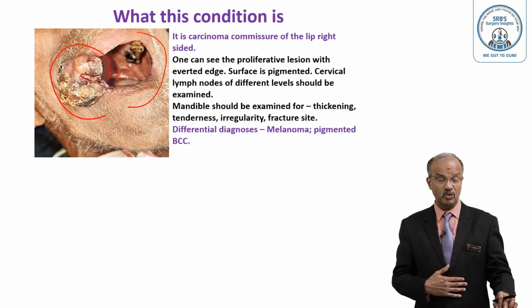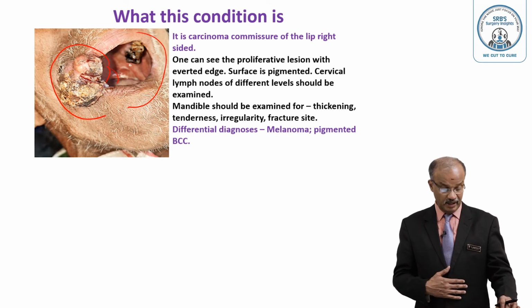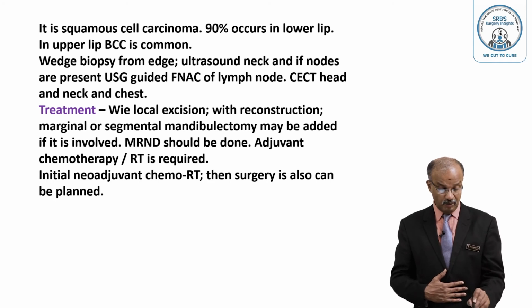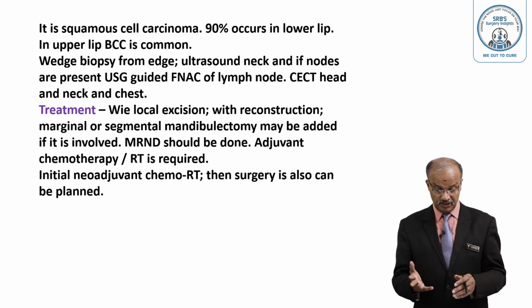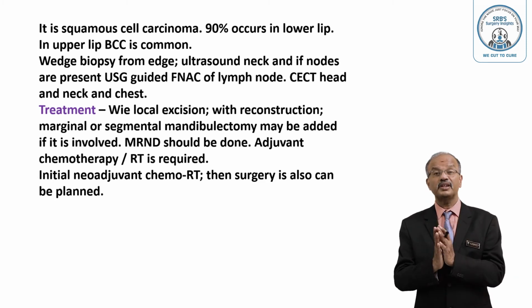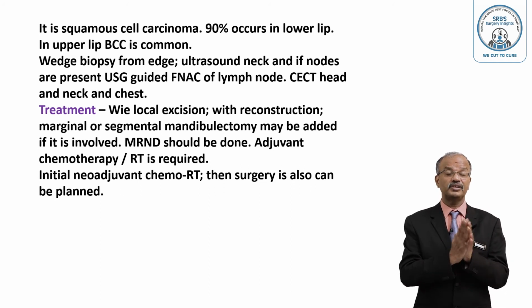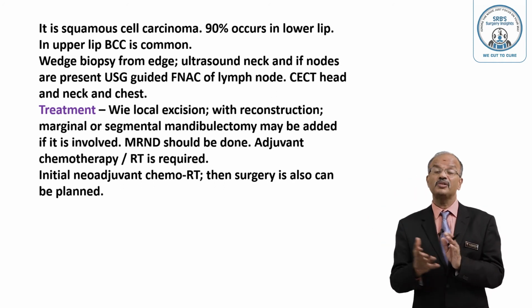I already told melanoma, pigmented BCC, the differential diagnosis, lymph node levels, and FNAC of the lymph node can be done. 90% occurs in the lower lip, upper lip BCC is common. Wedge biopsy from the edge, ultrasound neck nodes, CT, all those things I have told. Wide local excision, reconstruction, MRND, that is modified radical neck dissection. Then after neoadjuvant therapy, then continuation with the chemotherapy.